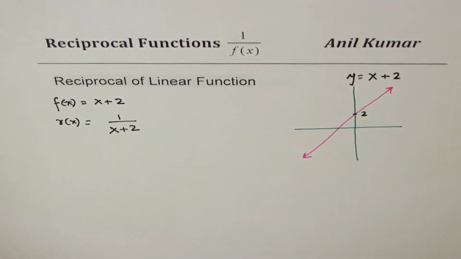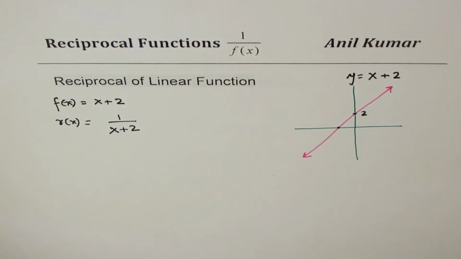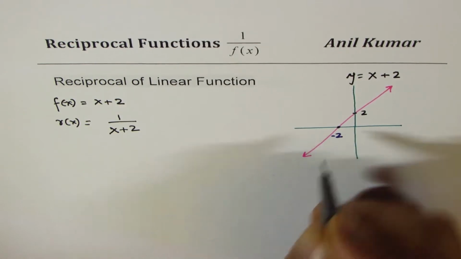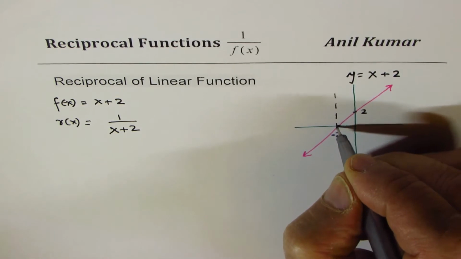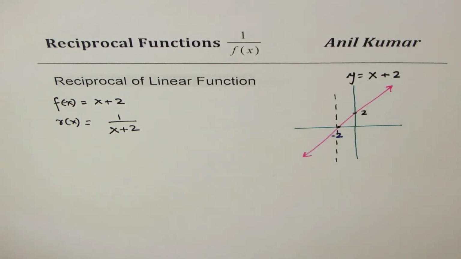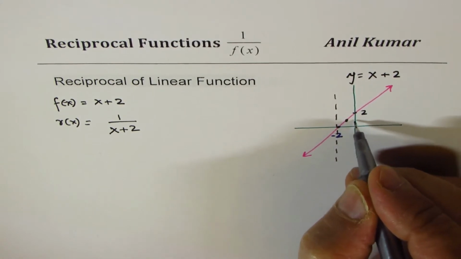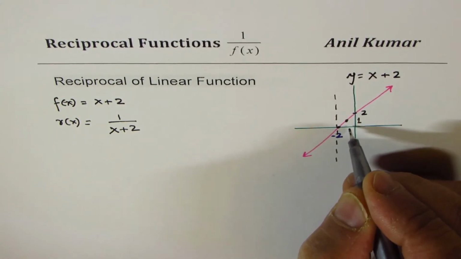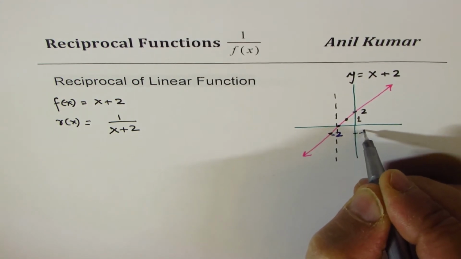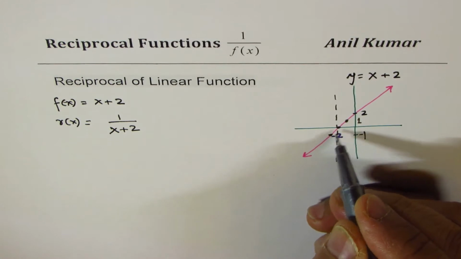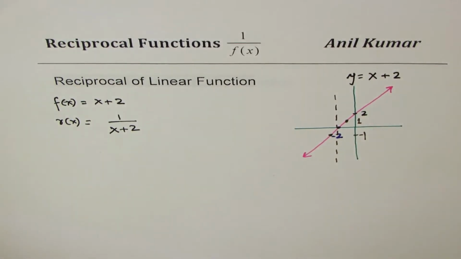Perfect. Now as you can see from here, we have x-intercept here, at x equals minus 2. So at this point, we'll have vertical asymptote for the reciprocal of linear function. Now if that value is 2, then somewhere we'll have 1 also, correct? So let us say that is the point where we have 1, this is the point where we have minus 1. Now these are invariant points common to both function and its reciprocal.